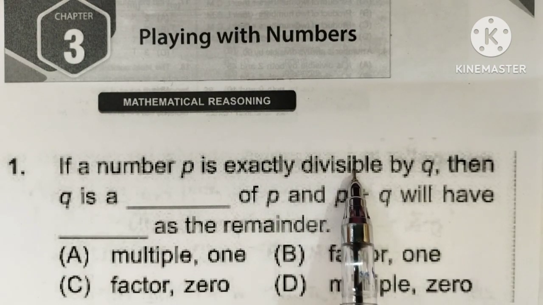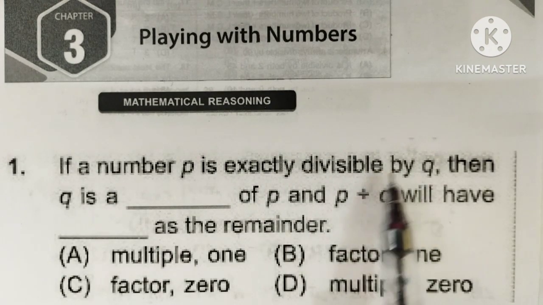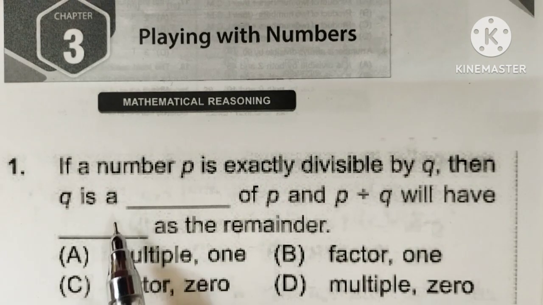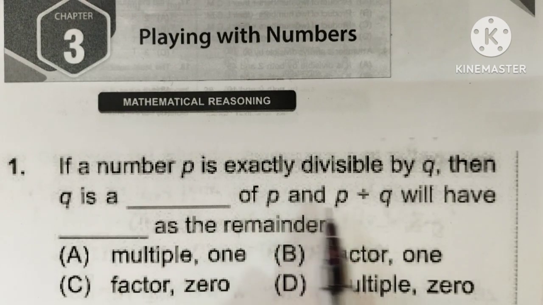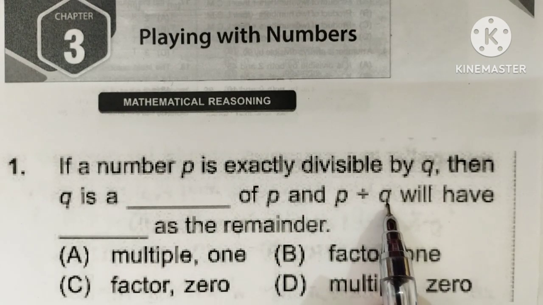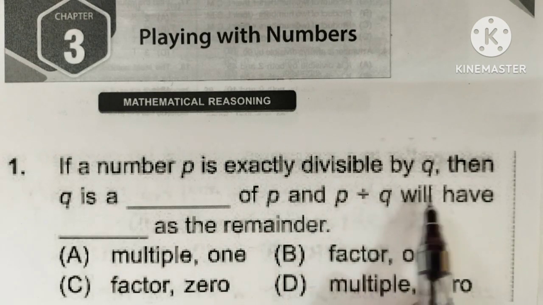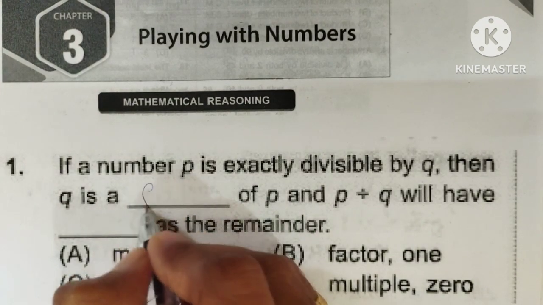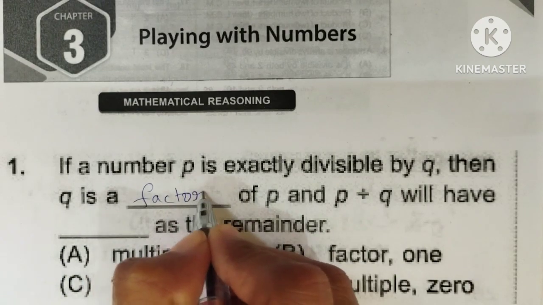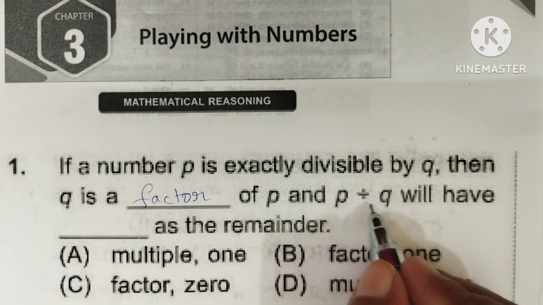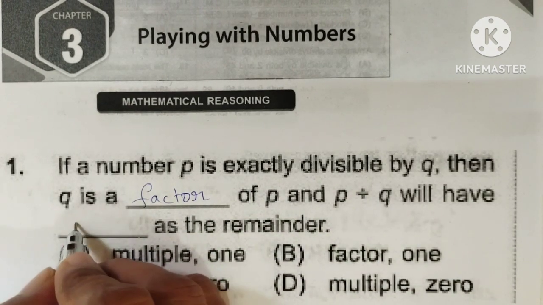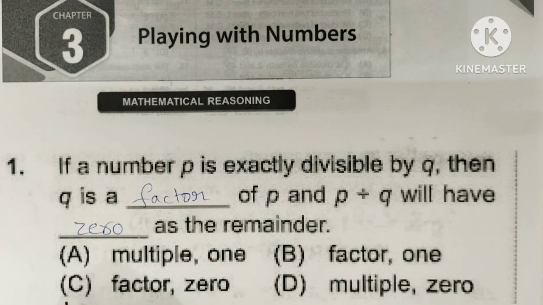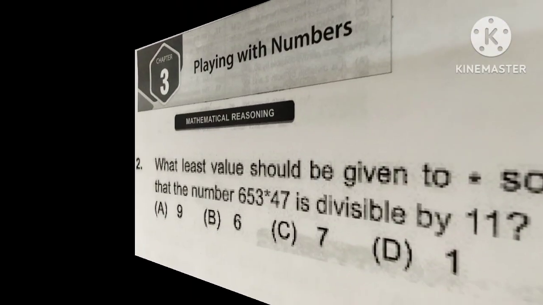P is exactly divisible means then what is it called? Q is called a factor of P. Q is a factor of P, and P divided by Q, since it is exactly divisible, will have the remainder 0. So, option C is the correct one.